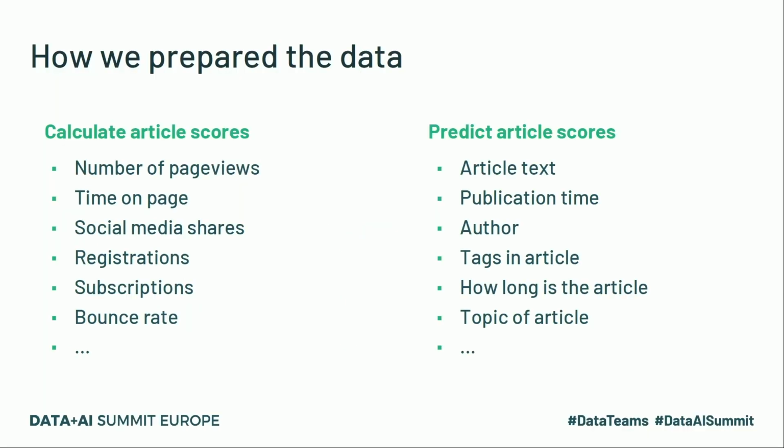Once we gather the data, we have to prepare it. And we have to prepare it separately for the 2 different goals that we have: for the calculation of the article scores and for the prediction of the article scores. For the calculation of the article scores, we use both the page views and the content data. Here we calculate metrics like the number of page views that an article has, what was the average time that people spent on this article, and was this article shared on social media like Facebook or Instagram or Twitter? Did people register after reading this article, or did they maybe subscribe to the website?